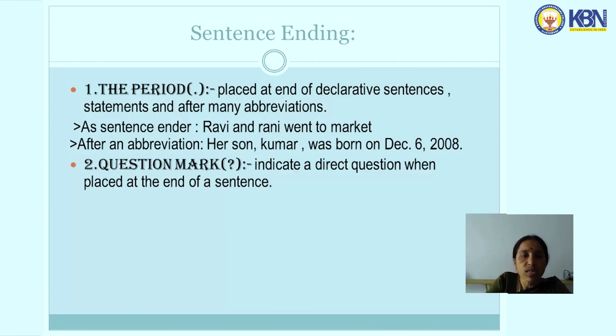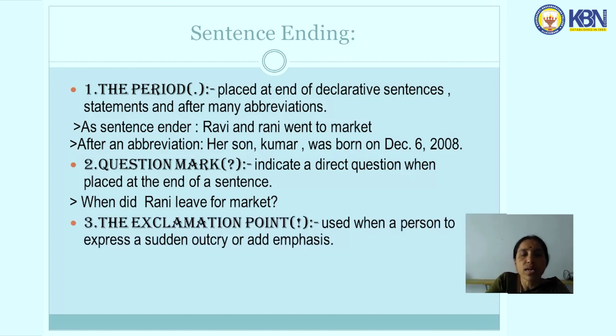So next we are going to the question mark. This is used to indicate a direct question when placed at the end of a sentence. How are you? What is your name? These are questions or sentences which are asked to know some information. Now look at this example. When did Rani leave for market?